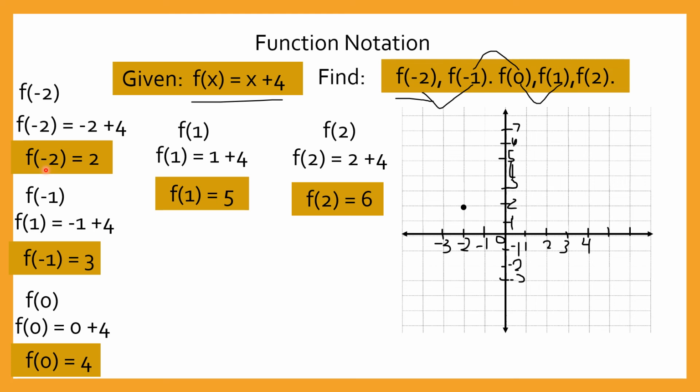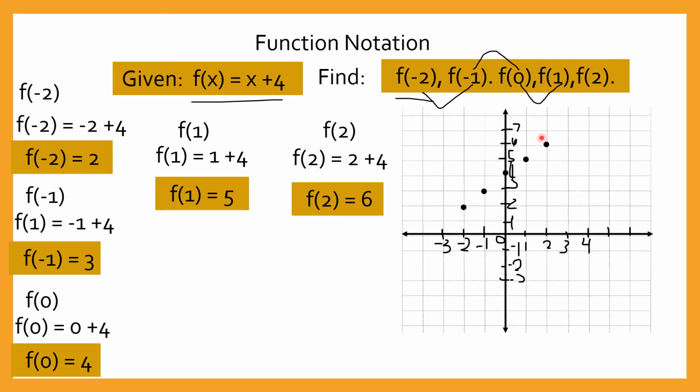So that's the first one, negative 2, 2. Next is negative 1, 3. So negative 1, 3. That's the second point. 0, 4. So 0 is x, 4 is y. And then we have 1, 5. So 1 is x, 5 is y. And then 2, 6. So 2 is x, 6 is y.